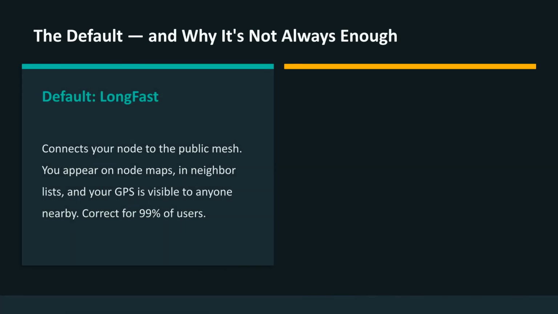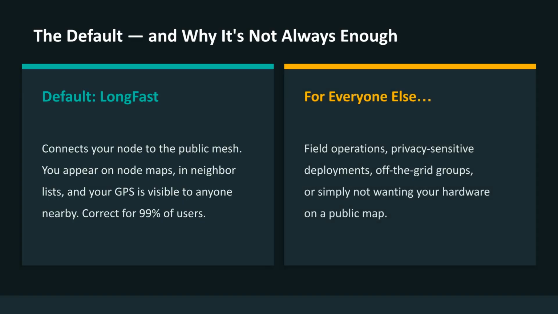The default setting, LongFast, connects your node to the public mesh, making your GPS and presence visible. This is suitable for most users. However, for privacy-sensitive deployments or field operations, a hidden approach is needed.